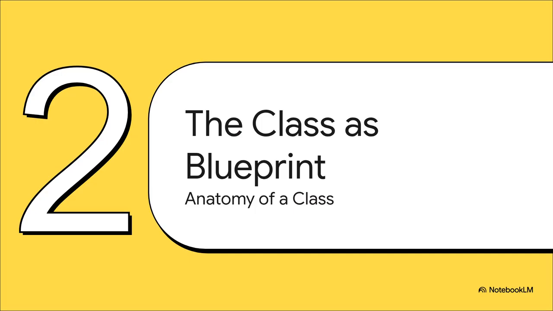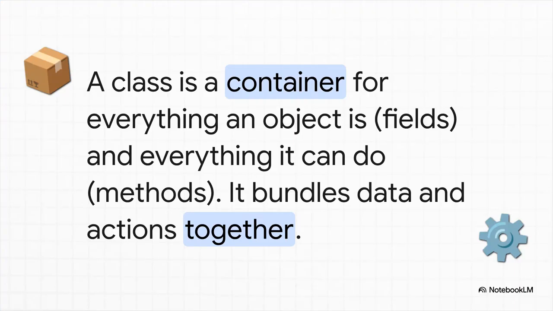So if a class is a blueprint, what's actually written on it? Let's zoom in a bit and look at the anatomy of the code itself to see how it's all put together. Now, don't get too hung up on the syntax here. Just look at the structure. A class is really just a container, a box. It's the one place where we define all the things a cat is, that's its fields, and all the things a cat can do, that's its methods. It just keeps everything organized.